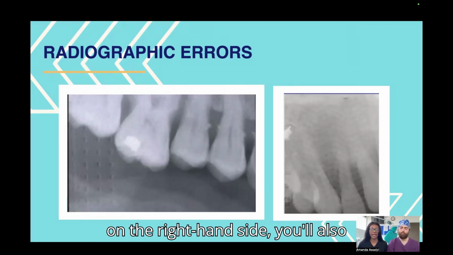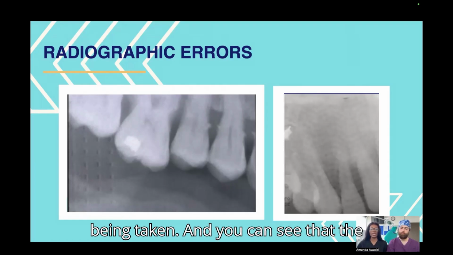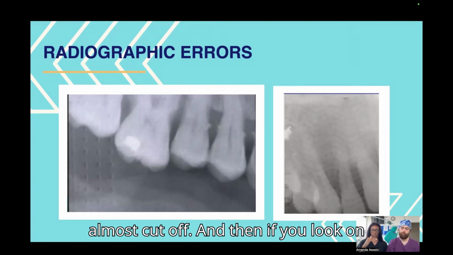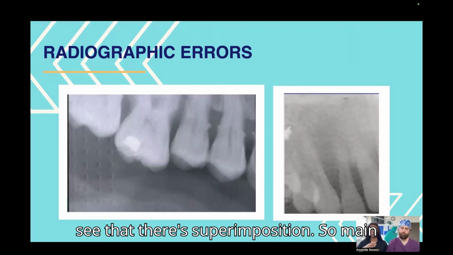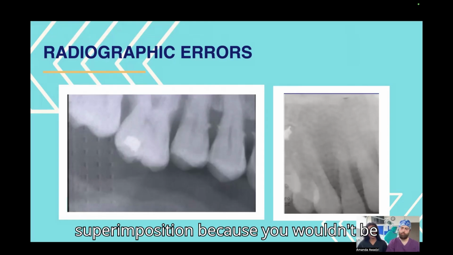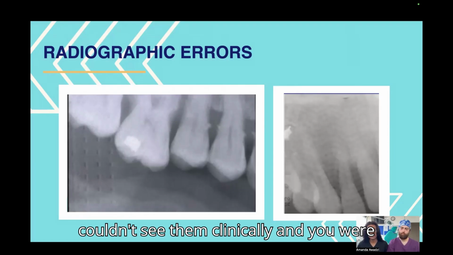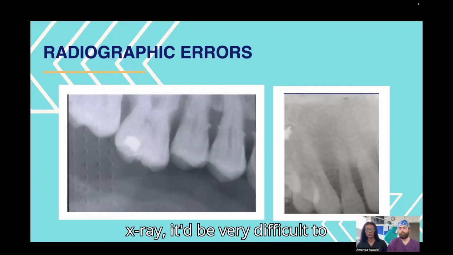If you look on the right-hand side, you'll also notice there's a periapical radiograph being taken, and you can see that the incisal edges of the teeth have been almost cut off. And then if you look on the other side of the X-ray, you can also see that there's superimposition. So the main issue with this really is the superimposition, because you wouldn't be able to detect caries, and if you couldn't see them clinically and you were hoping to look at them on a film or an X-ray, it'd be very difficult to determine that as well.